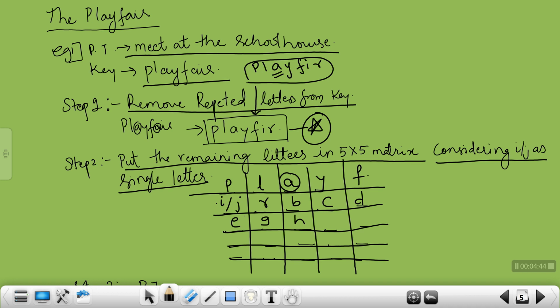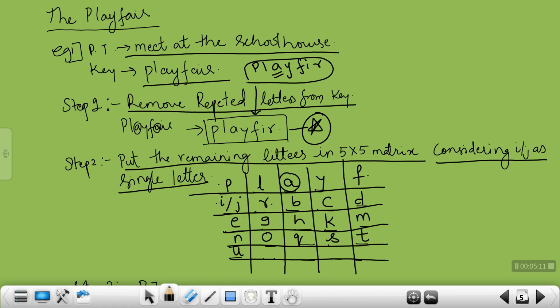J is considered as one with I, so I, J. K is there? No, K is not present. H, I, J, K. L is already present. M is present? No. L, M. N is present? No, N is also not present. L, M, N, O. O is also not present. P is already present, Playfair, P is over here. Q is present? No, Q is not present. R is present? Yes, R is present over here. S is present? No, S is not present. T is also not present.